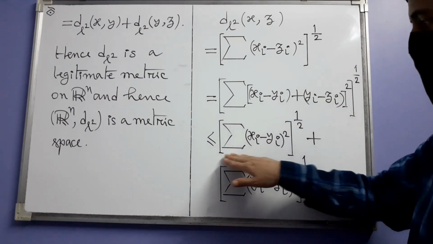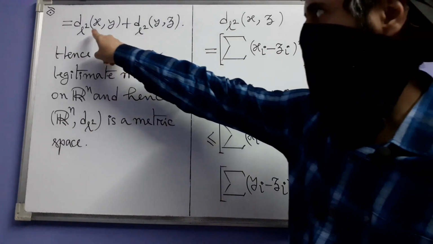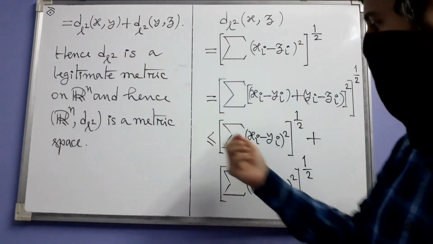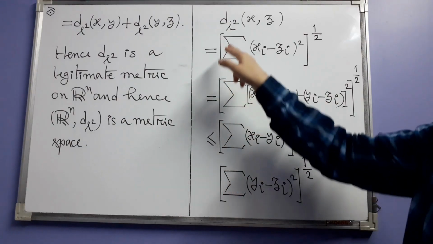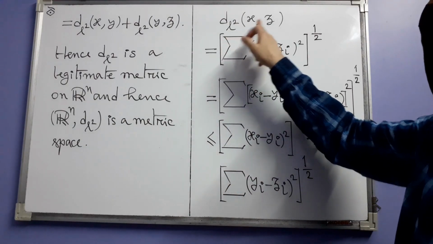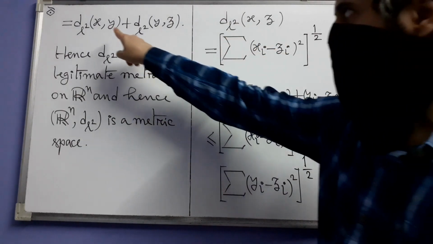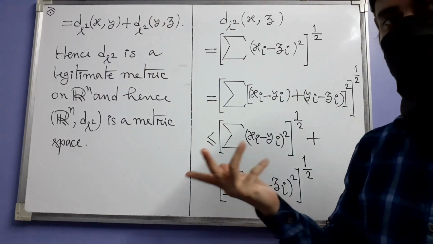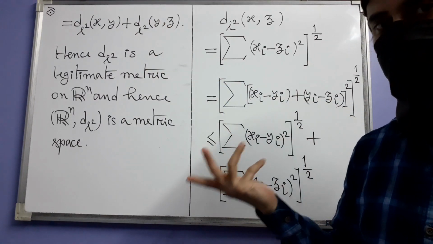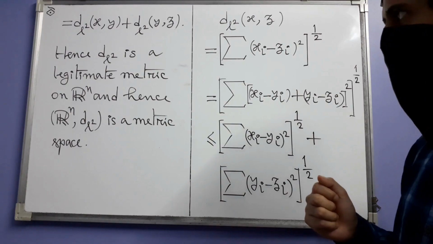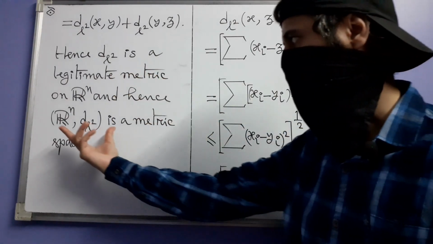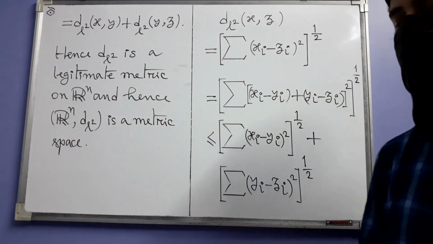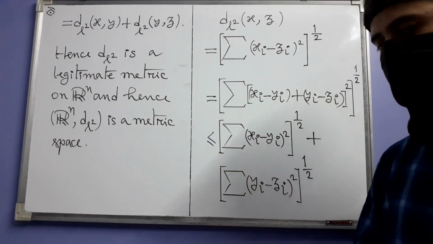Okay, so this expression is equal to d_l2 of x comma y, which is this, plus d_l2 of y comma z, which is this. So that way d_l2 of x comma z is less than or equal to this plus this, which is our triangle inequality for a metric. And that is why d_l2 is a legitimate metric on Rn, and this is a metric space. Okay, so let's see the next one.